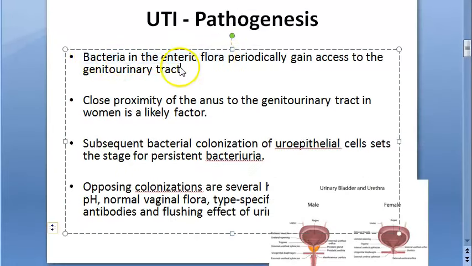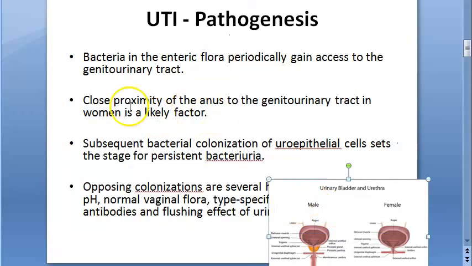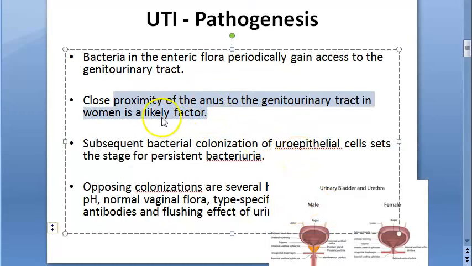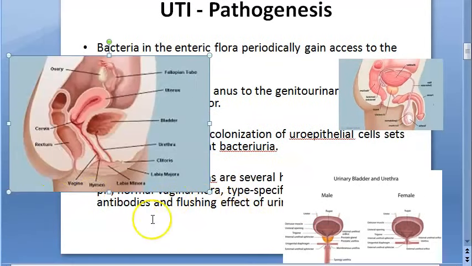Bacteria in the enteric flora. Enteric means intestine. So bacteria in the enteric flora periodically gain access into the genitourinary tract. Why does this happen? Because of the proximity of the anus to the genitourinary openings, and especially this is true in females. So they are blaming it on the proximity of the anus to the genitourinary opening. This is supposedly more close in females.